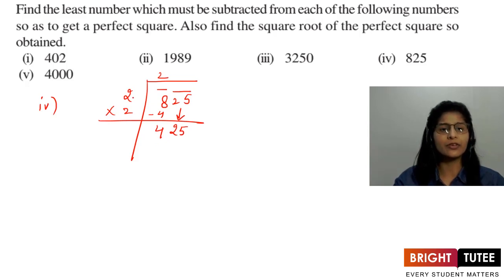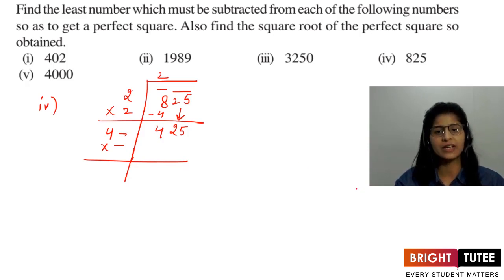Right? Now double of 2 is 4. So think of a digit that you can place here so that you get a number closest to 425. Let's try with 5. 5 5s are 25. 2 is the carry over here. 5 4s are 20. 20 plus 2 is 22. Right? That is very less. Let's try with some more numbers.